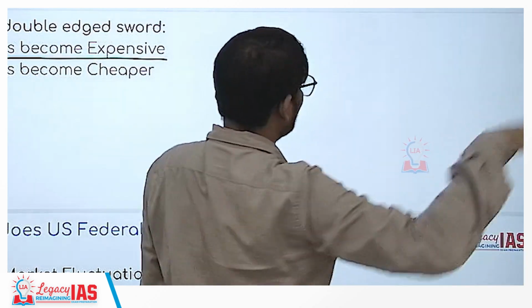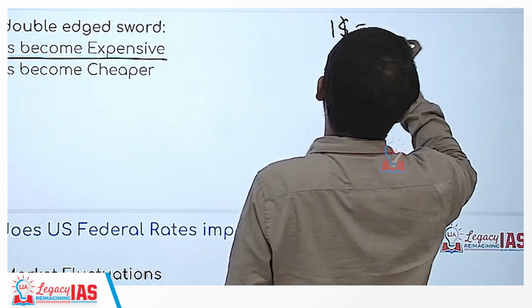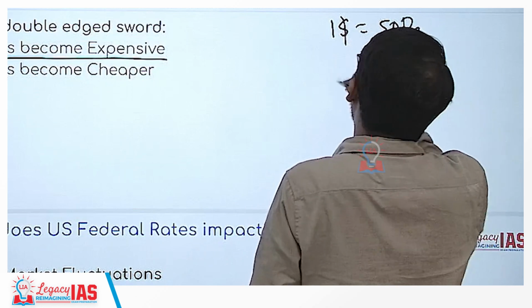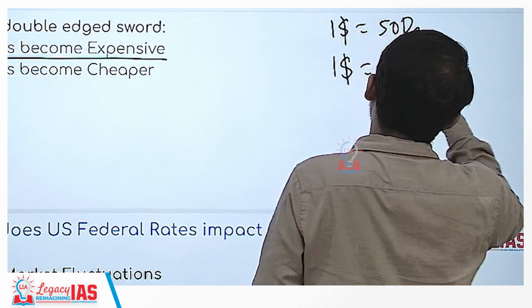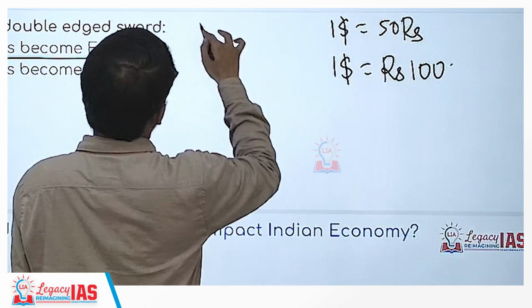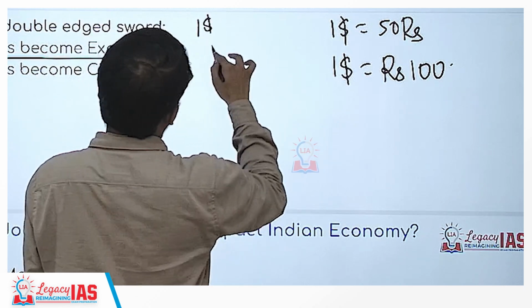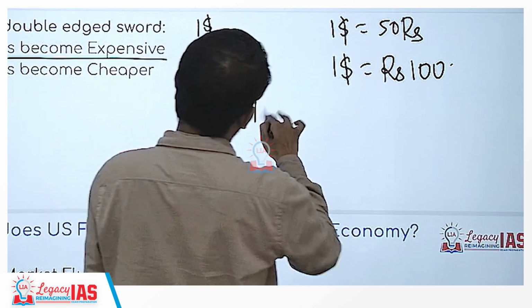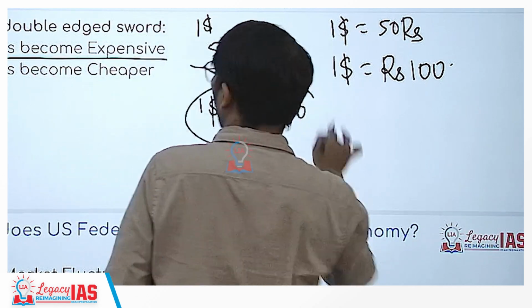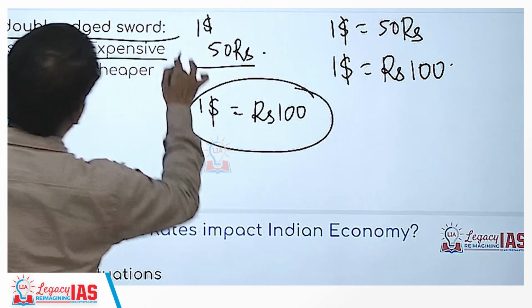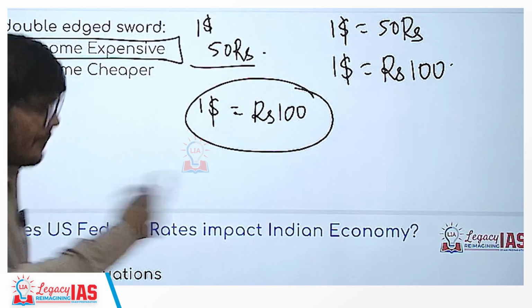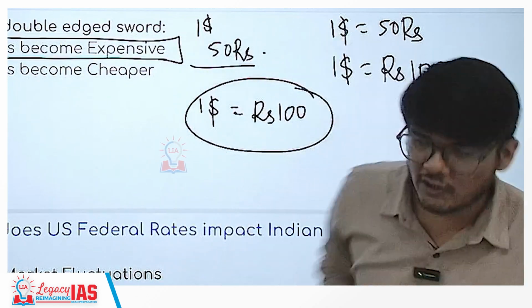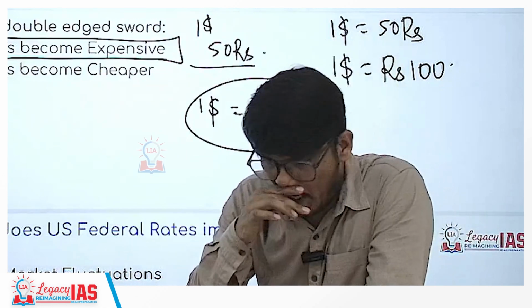Earlier, let's take an extreme example. If $1 was 50 rupees and now $1 is 100 rupees. So if earlier you were importing something worth $1, you had to pay just 50 rupees. Now if you are importing something worth $1, you have to pay 100 rupees. So what has happened? Your imports have become expensive. But the positive side is that your exports are cheaper. So more countries will now want your exports.